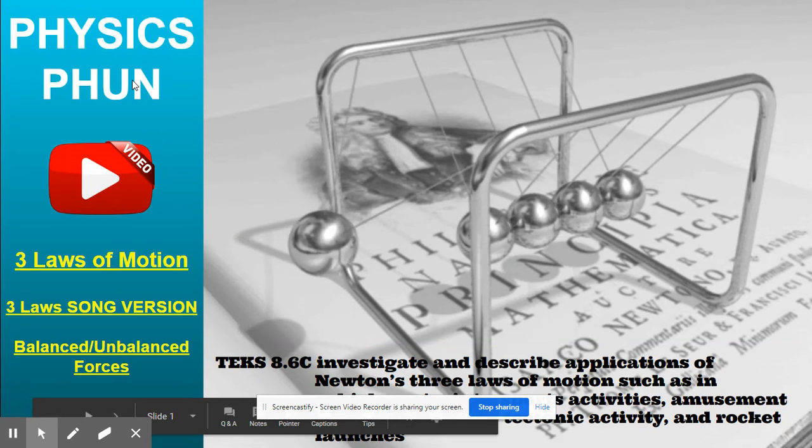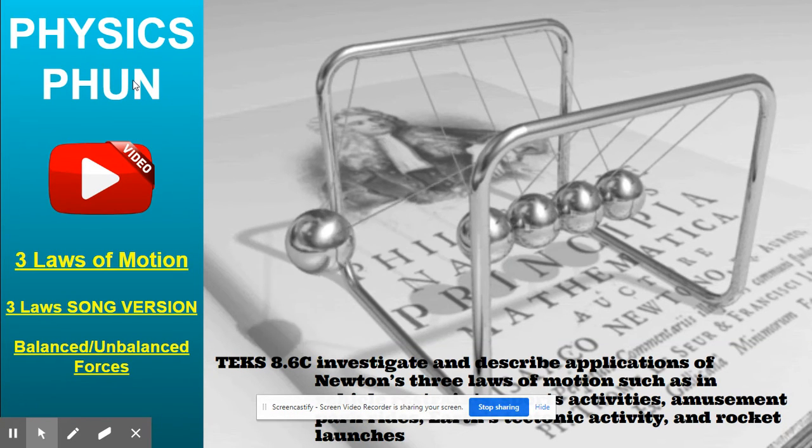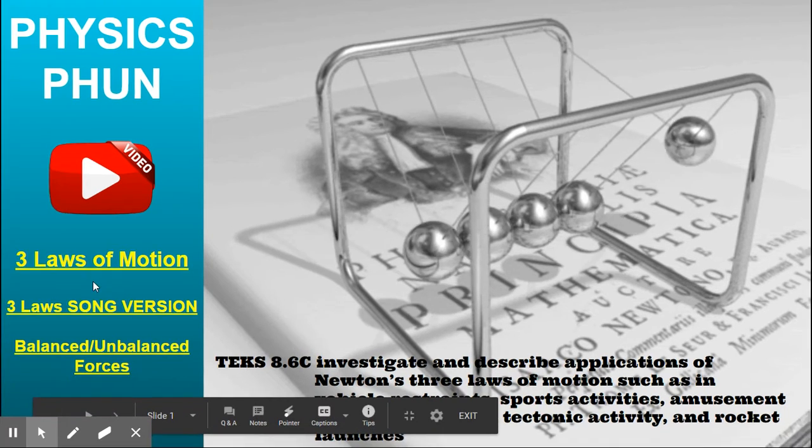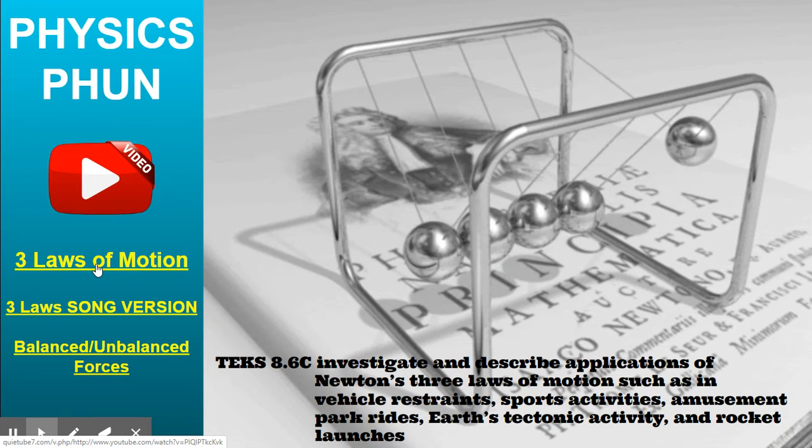So Physics Fun, looking at Newton's laws of motion, and today we're going to focus on his second law of motion. Beforehand, let's watch some short videos on Newton's 3 laws of motion.